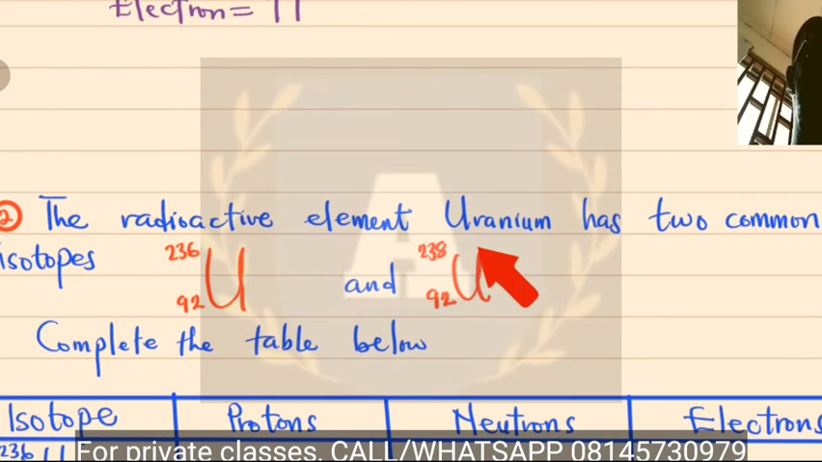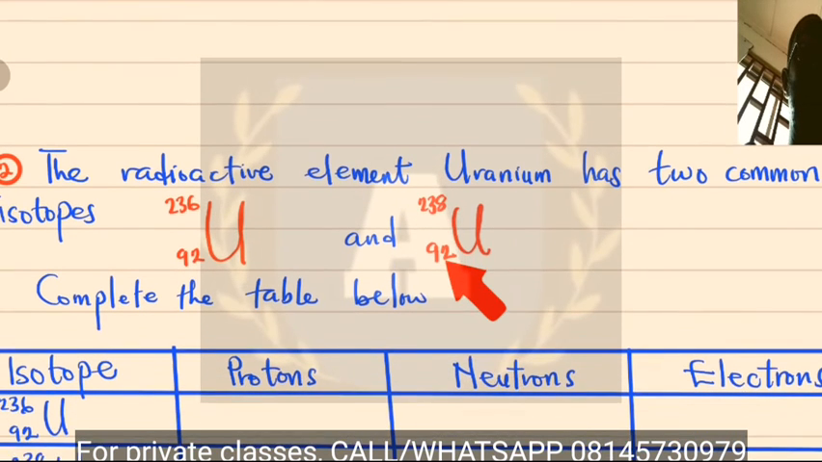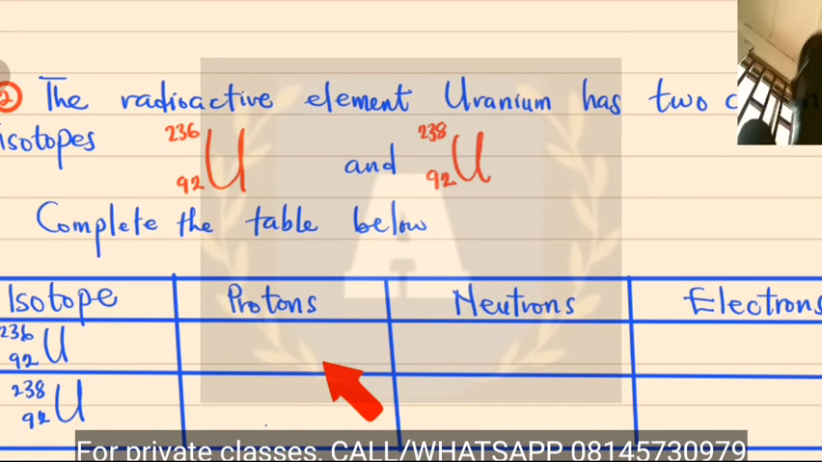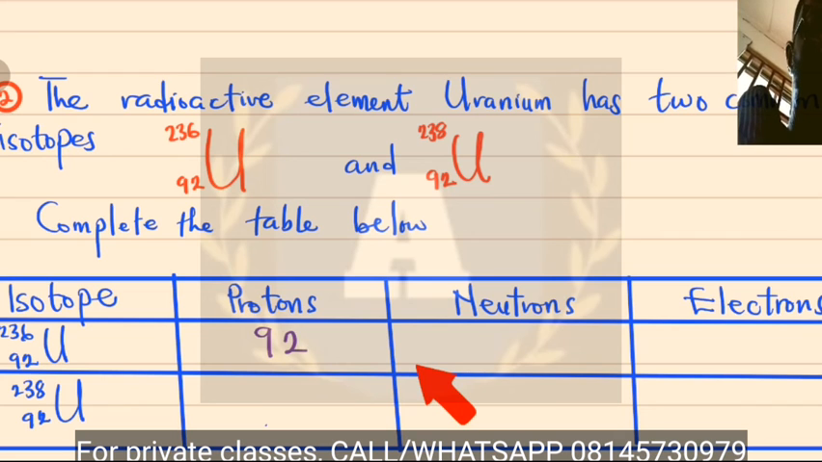Now there is another question here which says the radioactive element uranium has two common isotopes. We have uranium-236 with 92 and uranium-238 with 92. So the proton numbers are 92. The mass number of this is 236, while the mass number of this is 238. So we are asked to complete the table. To complete the table, the proton number for the first one is 92.